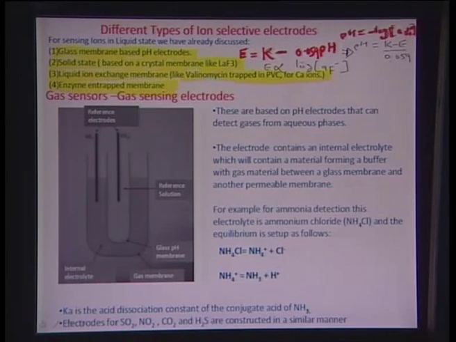So E is equal to K minus 0.059 pH, and pH here can be identified as (K minus E) by 0.059. Okay. So that is how you can find out the pH in the case of glass membrane pH electrodes. For the crystal membrane electrodes, like let us say lanthanum fluoride, which detects fluoride ions F minus, the EMF in this case, potentiometrically, will be proportional to the logarithm of the activity of fluoride ions. Okay.